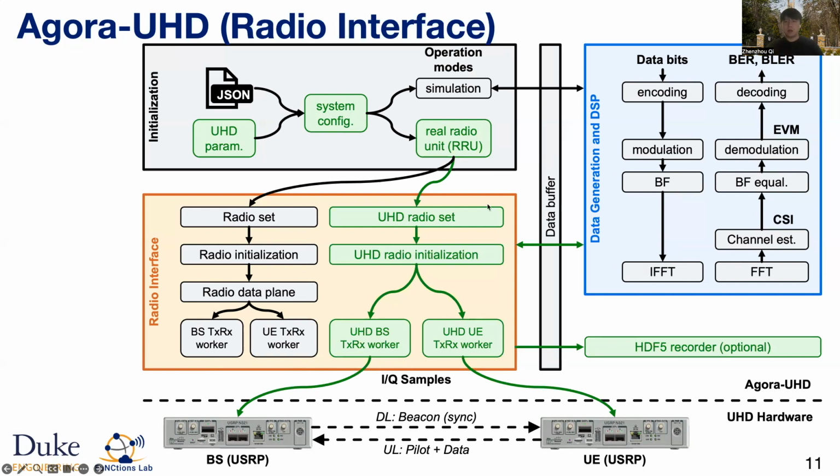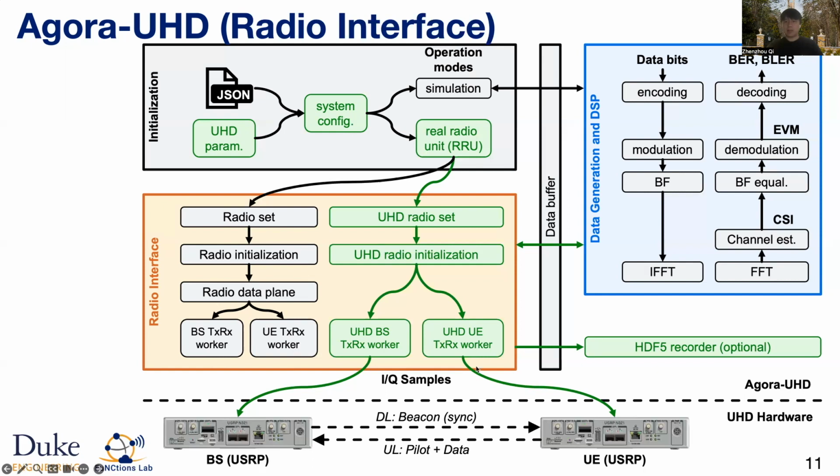Compared to the vanilla Agora design, which treats each Iris radio as a separate object, we used the UHD multi-USRP object, which treats multiple radios through a single object. So we implemented the base station and UE worker classes to support the TX/RX streaming between the servers and the USRP software-defined radios that serve as either the base station or the UE.